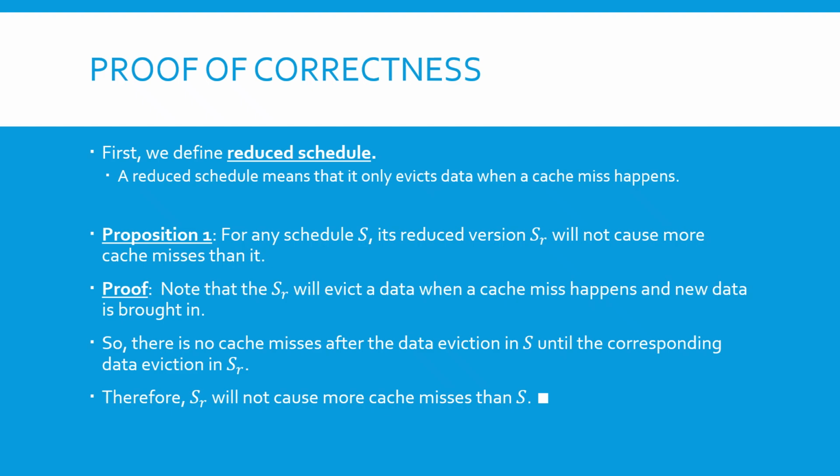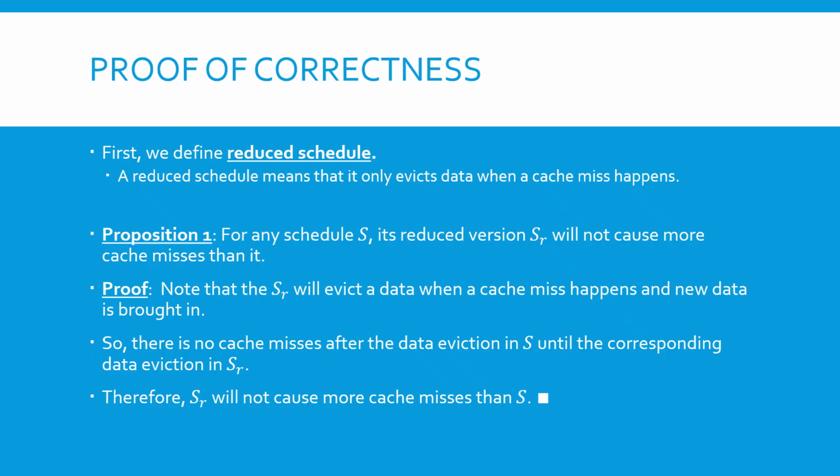First, we define a reduced schedule. A reduced schedule is an eviction plan that removes data from the cache only when a cache miss occurs, that is, only when space is needed for newly fetched data. Note that the farthest-in-future strategy always produces a reduced schedule.